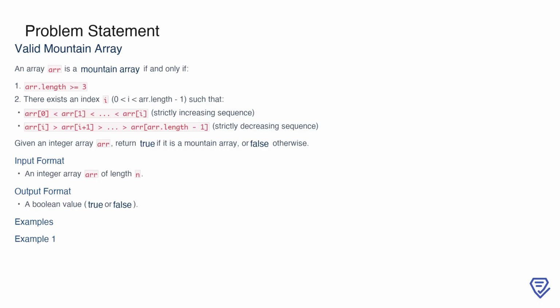Given an array arr, our task is to determine if it satisfies these conditions and return true if it does, or false otherwise. The input to the problem is a single integer array, and the output is a Boolean value indicating whether the array forms a valid mountain or not.